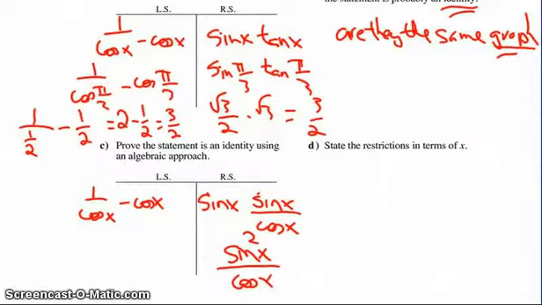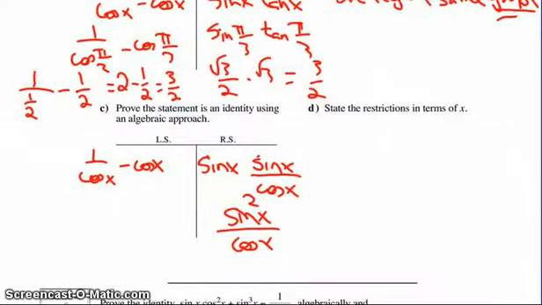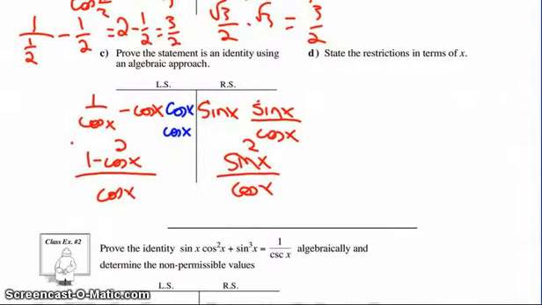Can I make this side into the same thing? Well, I take this side and I use the common denominator. If I multiply top and bottom here by cos x, I end up with 1 minus cosine x squared all over cosine x. What is 1 minus cos squared? That is equal to sine squared. And therefore, left side is equal to right side. Proven.